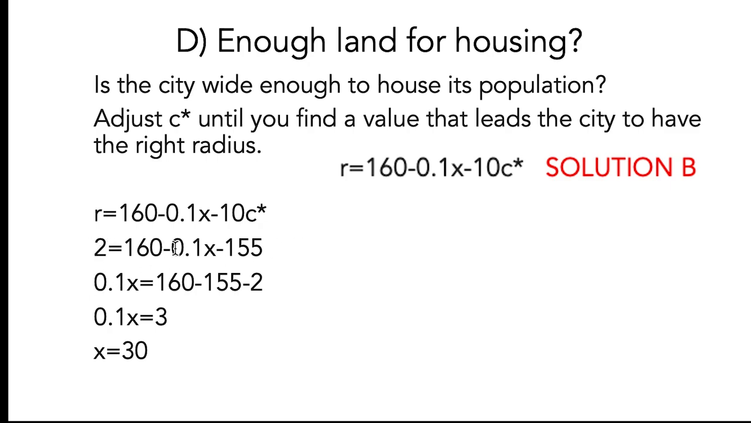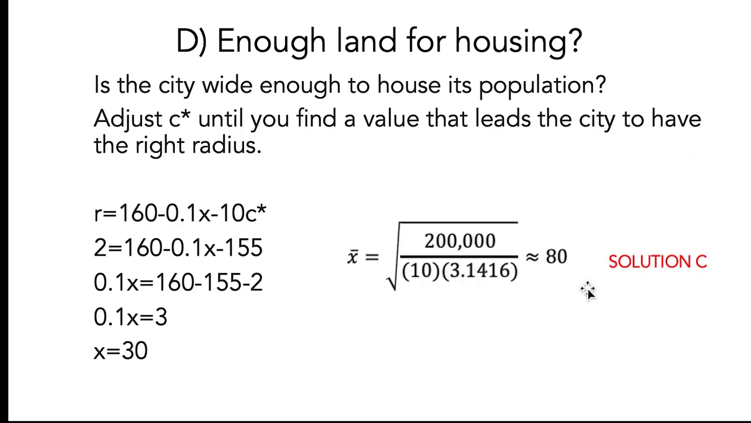First, we add 0.1x on both sides. So we get 0.1x equals 160 minus 155, and then I subtract 2 on both sides, and I get that 0.1x equals 3. If I divide 3 by 0.1, we get that x is equal to 30. Okay, so this is the size of the city. Is this enough? We remember that x was supposed to be 80. The radius had to be 80 in order for everyone to fit. So no, x is not enough. We need a bigger city.